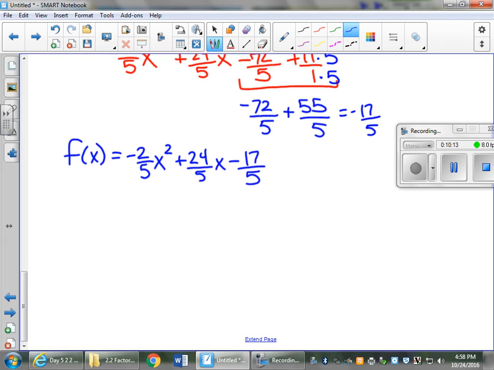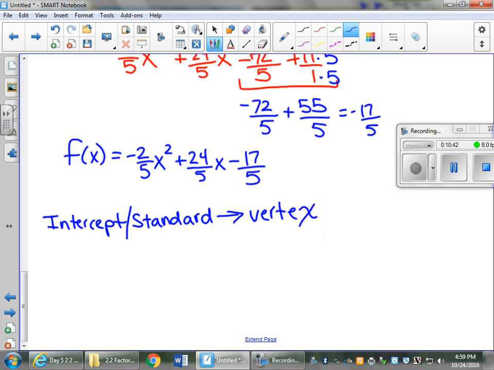Now we're going to go into vertex form. I'm skipping going into intercept form because that's what we just spent the last 7 days doing. To go into intercept form, you factor. So we're not going to do any of that today. So last examples are either going to be intercept or standard form into vertex form.